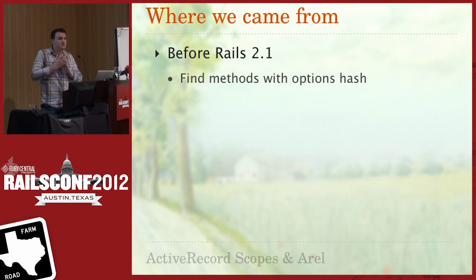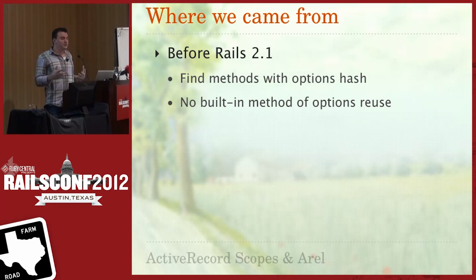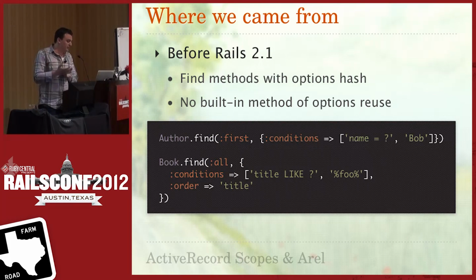Basically, you had find methods, and you gave this find method a hash of options. But there was no built-in reuse of those options. If you were going to use the same kind of conditions multiple times, there was nothing built in to help you reuse that. You could write a method that returned that options hash, but that was about the best you could do. So here's a couple of examples of how you would do things.